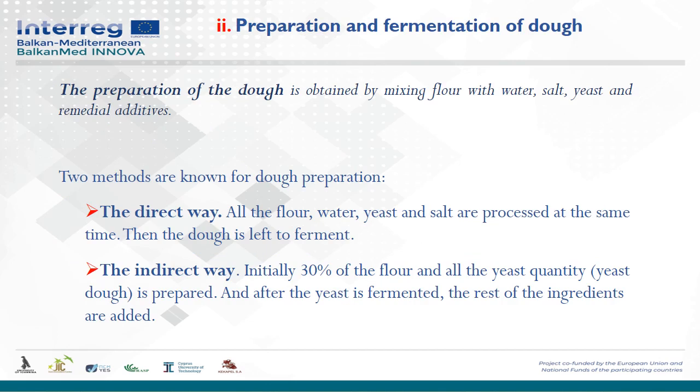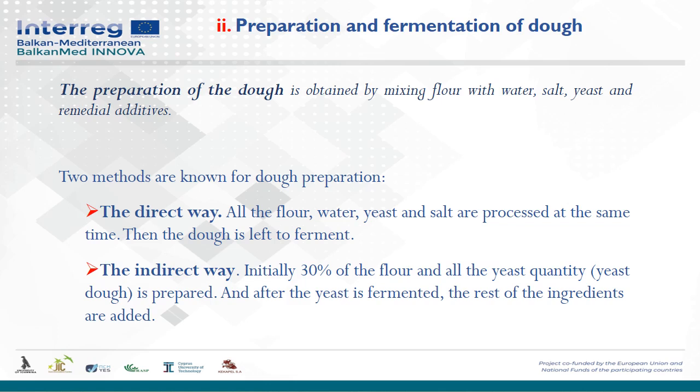The second step of the bread making procedure is the fermentation and preparation of the dough. This preparation is obtained by mixing flour with water, salt, yeast, and remedial additives. In this step, we can find two different methods that are used in dough preparation. The first one is the direct way, which means that all the flour, water, yeast, and salt are processed at the same time. Then the dough is left for fermenting.